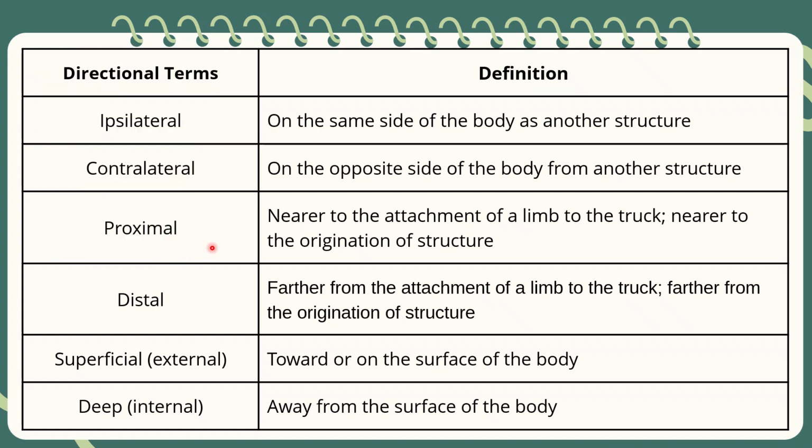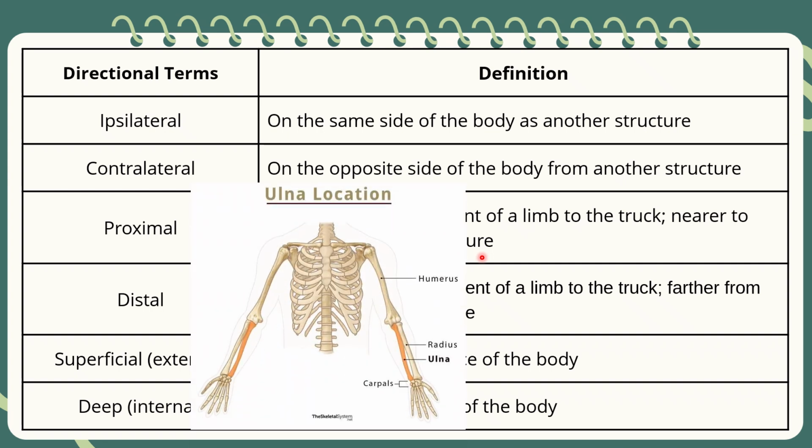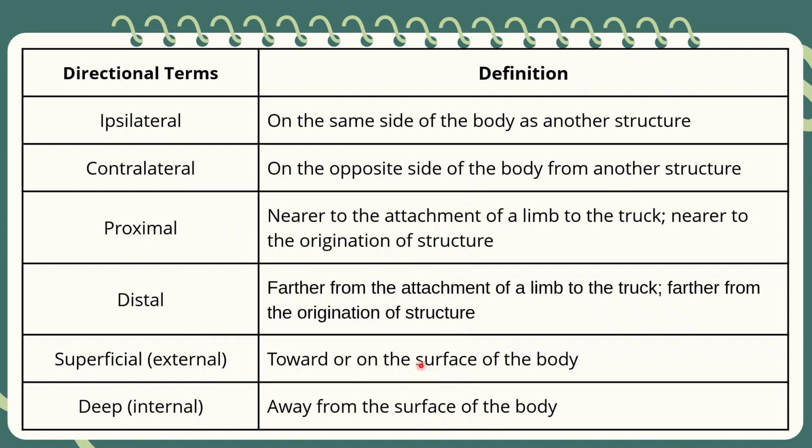Next, proximal means nearer to the attachment of a limb to the trunk or nearer to the origination of the structure. So we can say, for example, this humerus is proximal to the radius, means this humerus is nearer to the attachment of the limb than the radius. This humerus is nearer to the trunk than the radius.